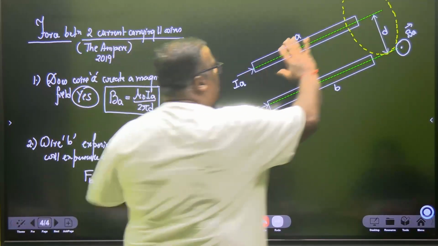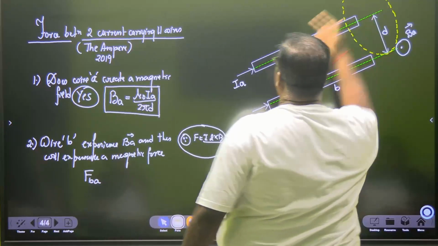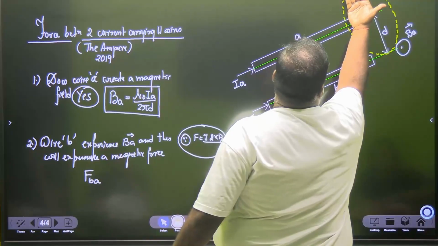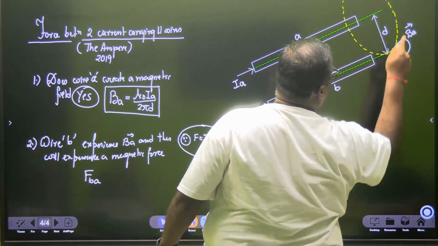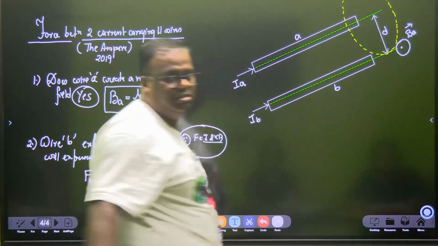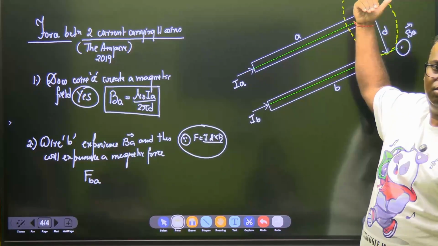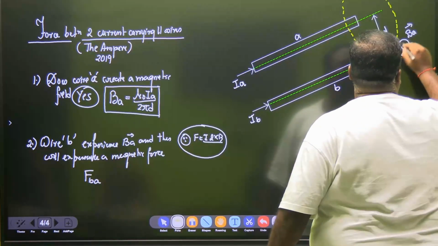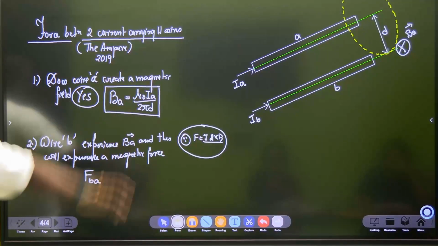I'm considering only A. In A, the current is going in this direction. See how the current is fed? The current is going in this direction, my thumb, and I curl my finger. So if I curl my finger, the magnetic field here is inside. Going inside was a cross. Pretty good. So the magnetic field is going inside. Thank you for that correction.